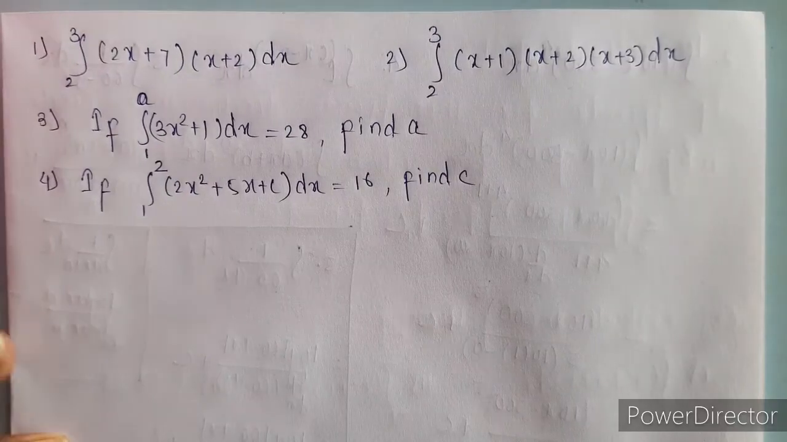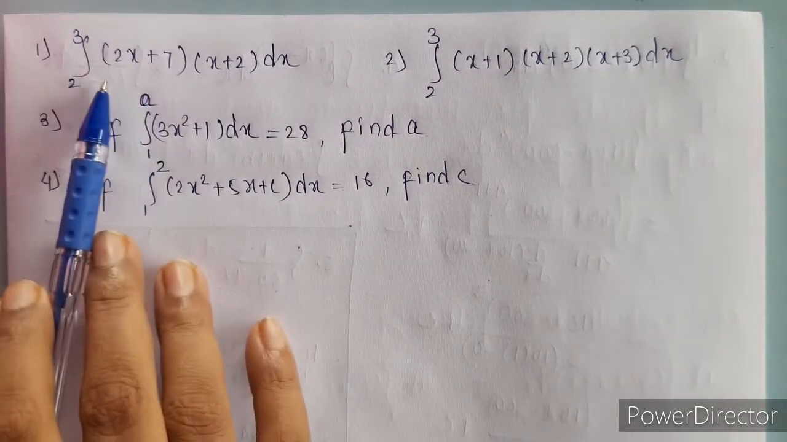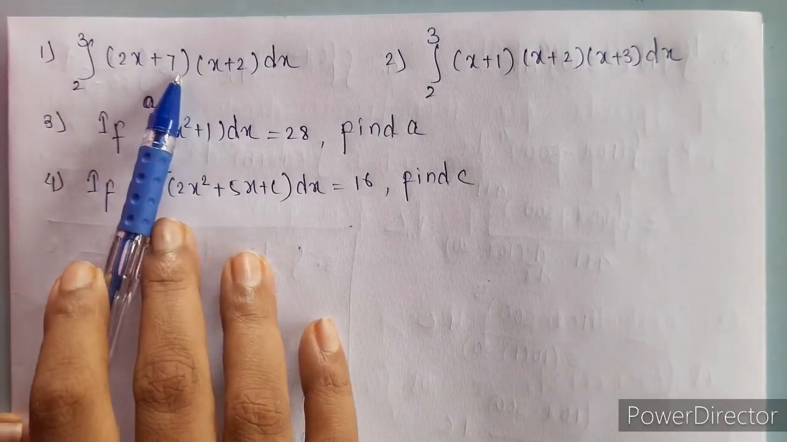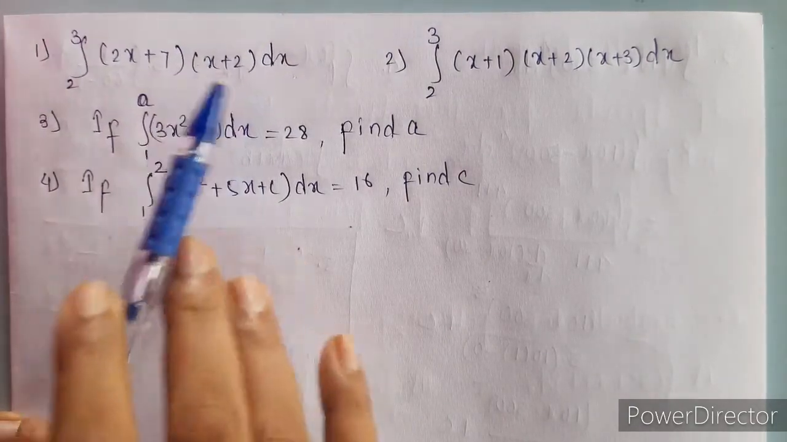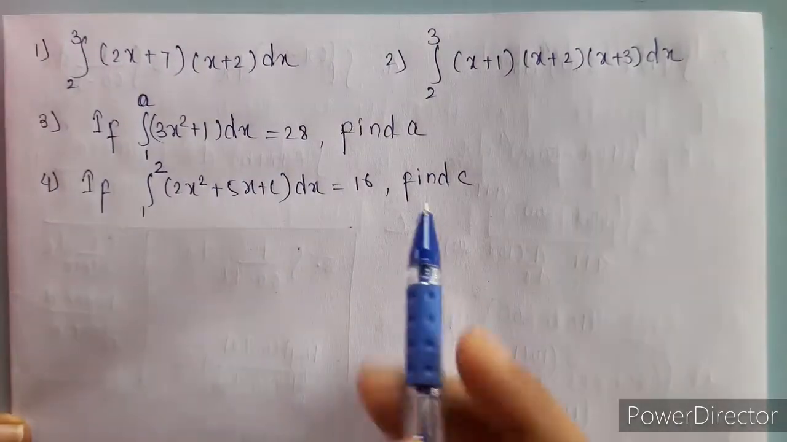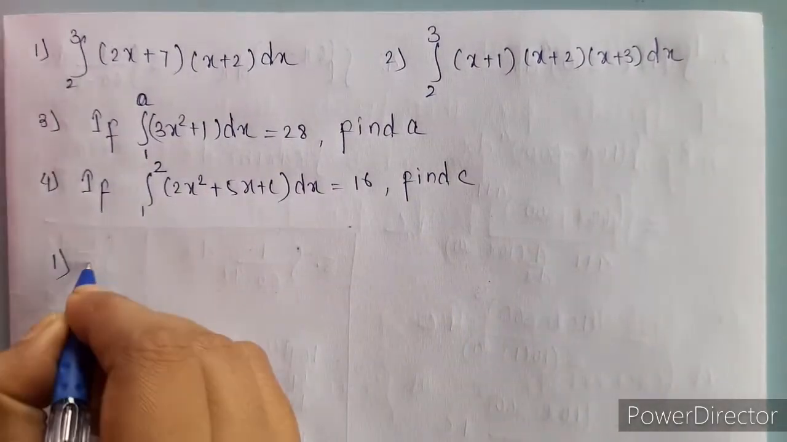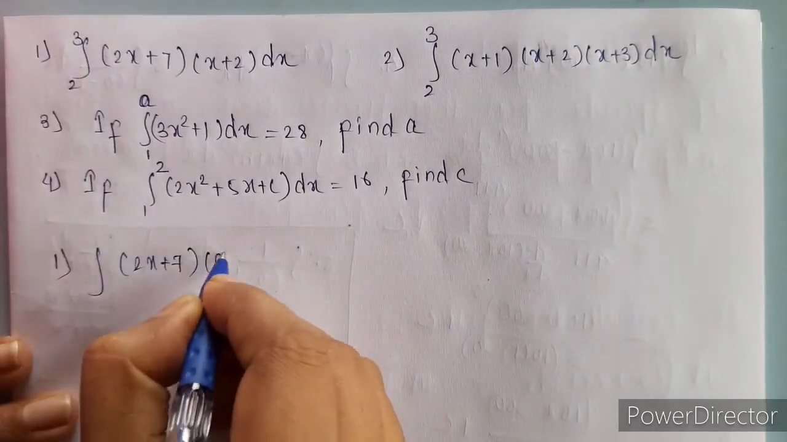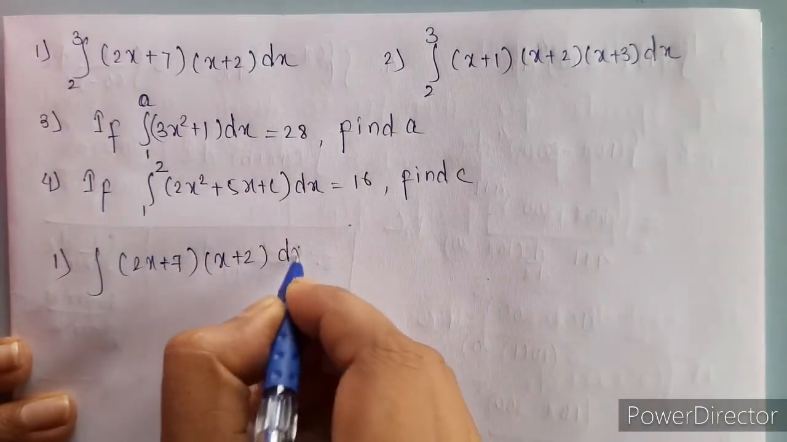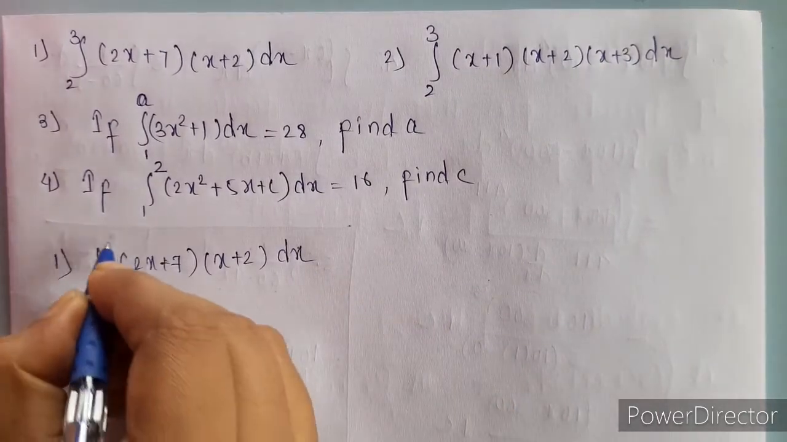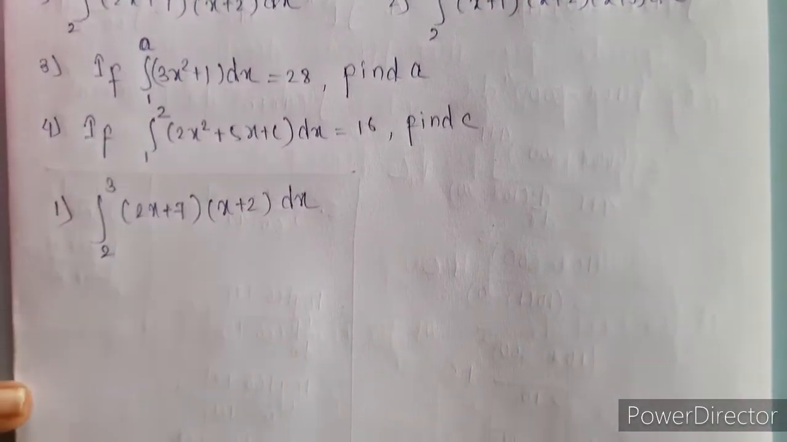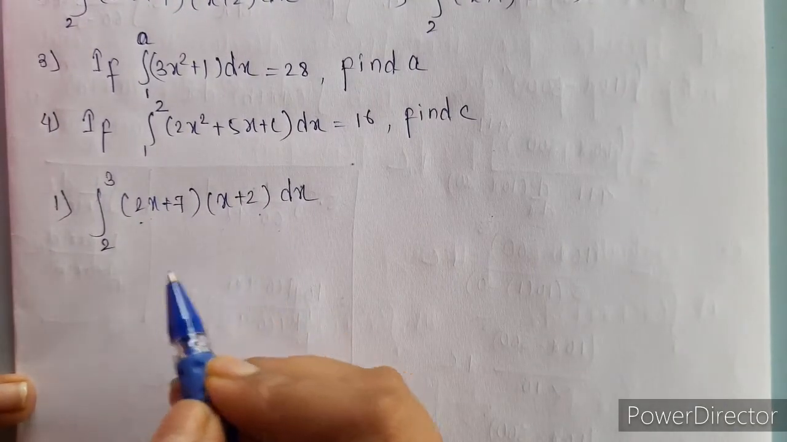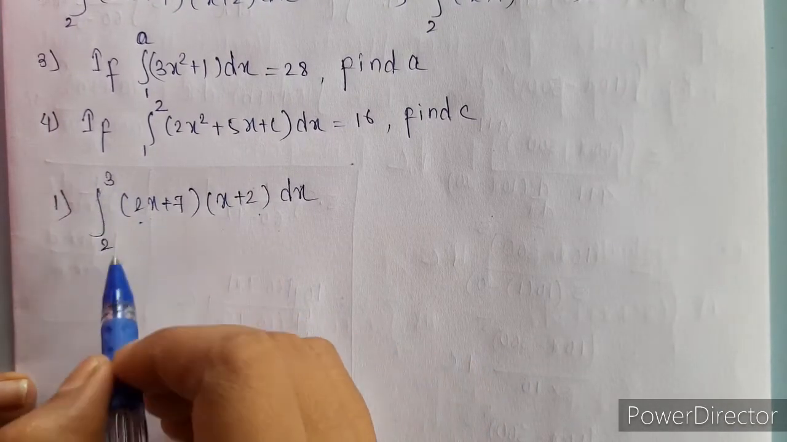Let's solve some more problems on definite integral. The first one, we have to find the integral of (2x plus 7) multiplied by (x plus 2) with respect to x from 2 to 3. Let's first simplify this, then find the integral of that and then substitute the interval.